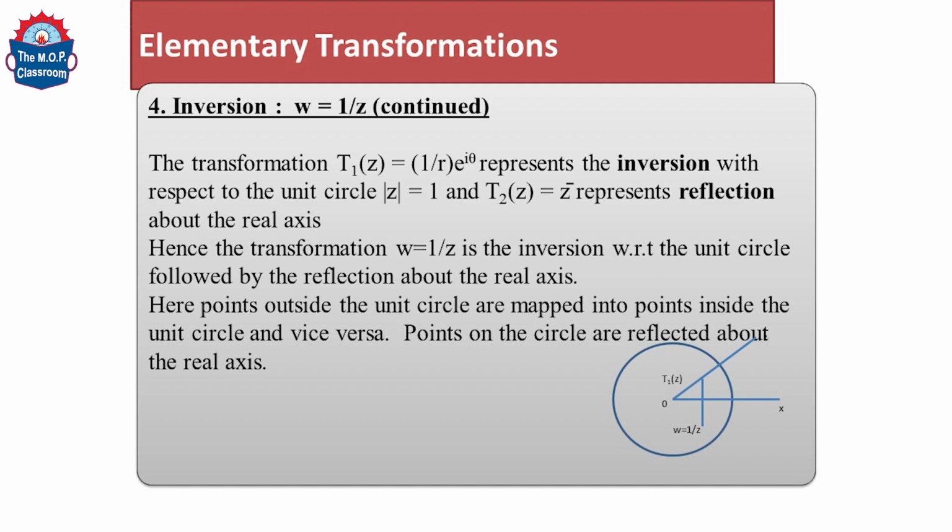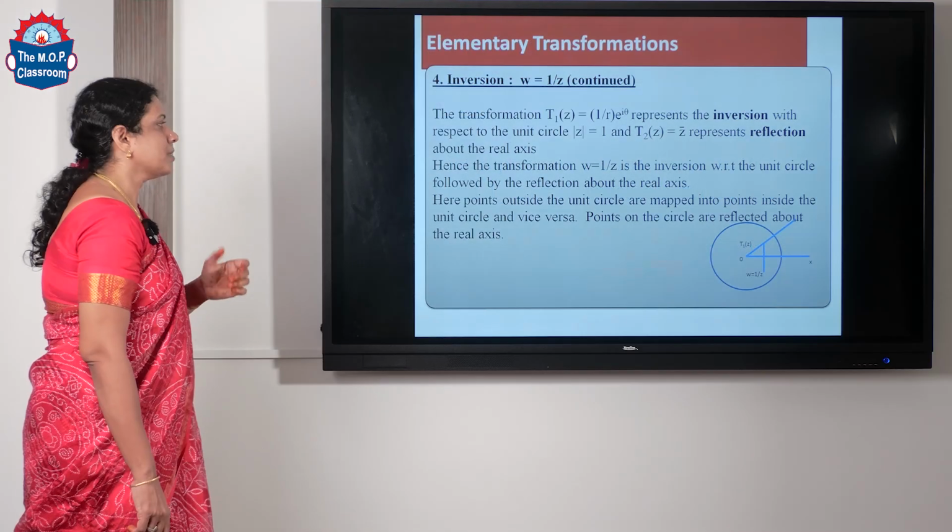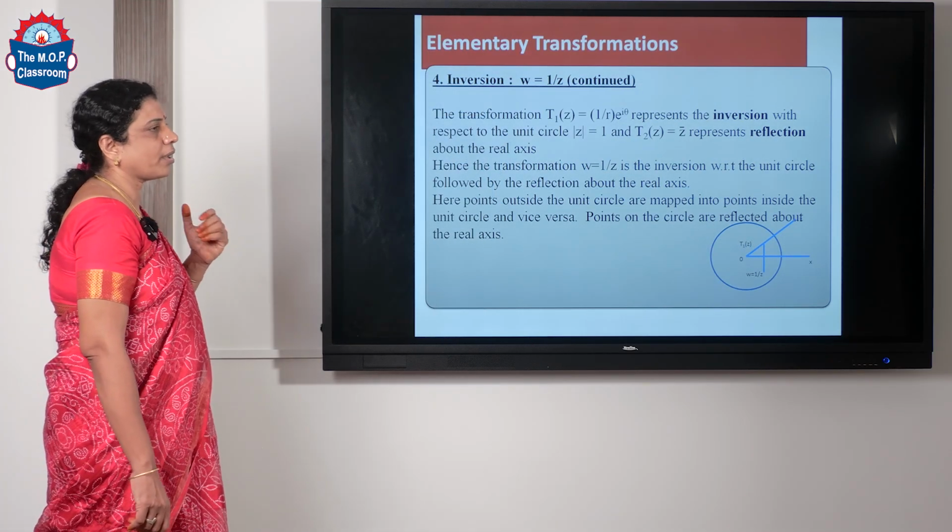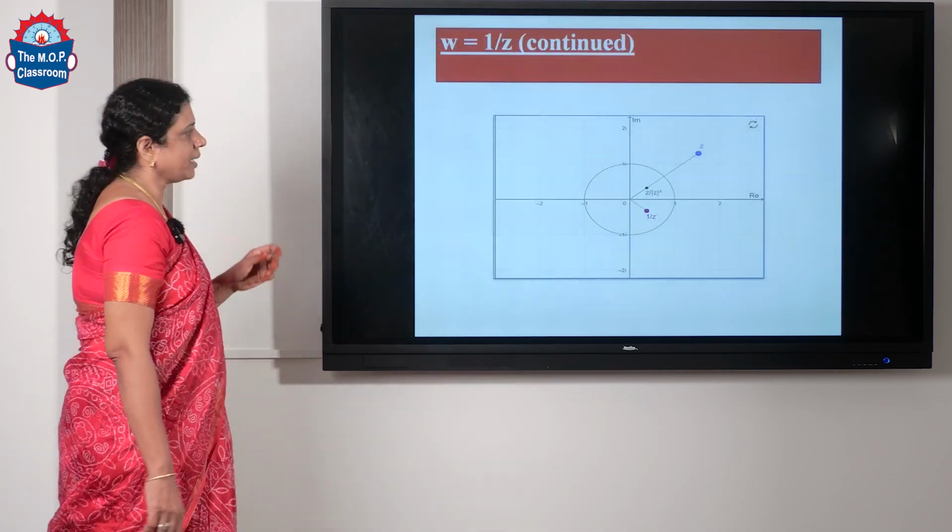But in the previous transformations, we have seen straight lines are mapped into straight lines, circles are mapped into circles. But in the inversion transformation, the points outside the unit circle are mapped inside the unit circle of the W plane. Then points on the circle are reflected about the real axis. So, that is denoted here.